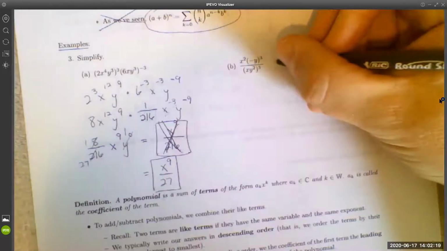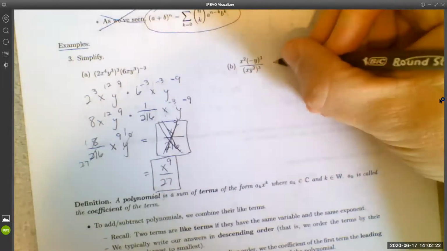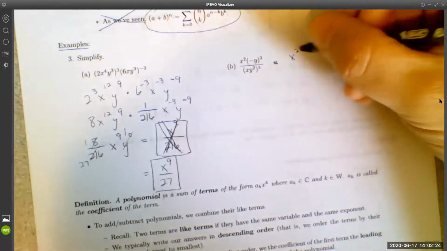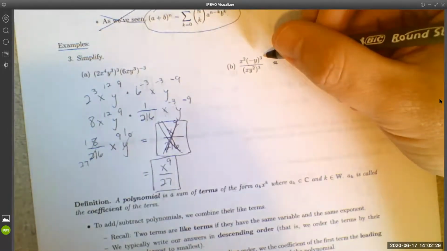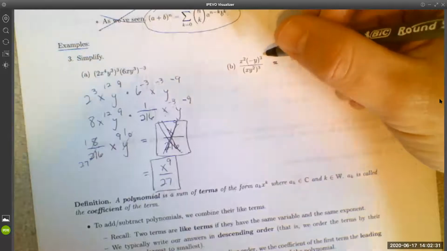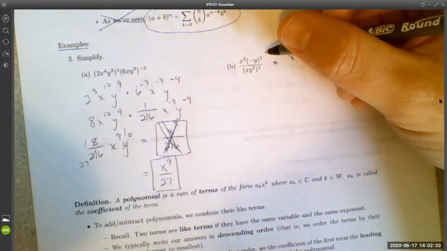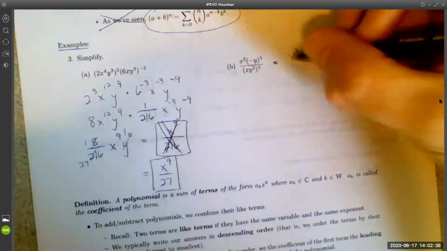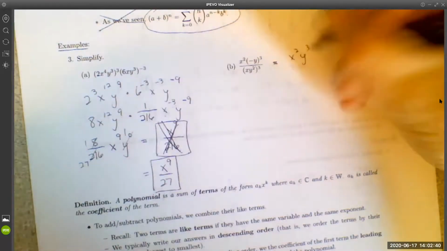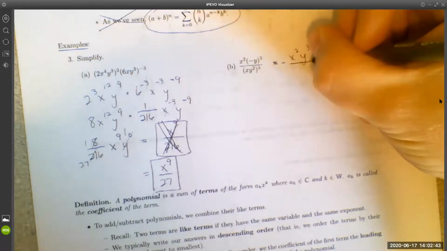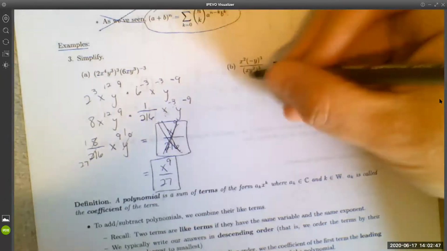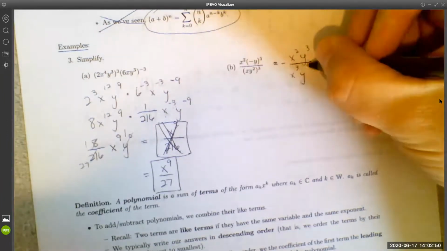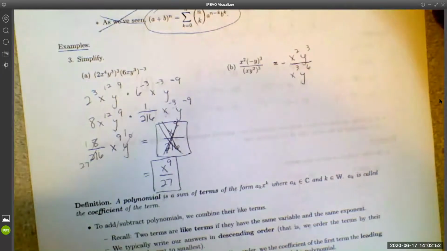Part B. Oh, goodness. So we're going to have x squared negative y to the third power. That's going to be negative y times negative y. That's positive y squared. Times negative y, that's negative y cubed. So what I'm going to do is I'm just going to write the y cubed here and pull the negative sign out in front. Okay? So I've got negative x squared y cubed. And then down here I'm going to have x cubed y to the sixth. Okay?